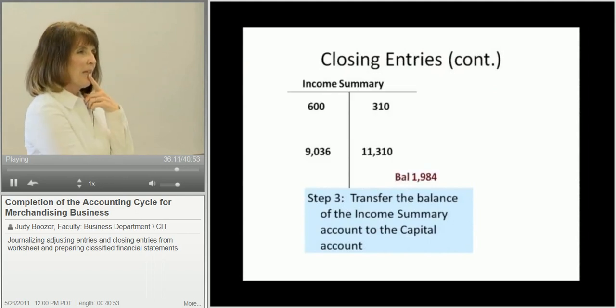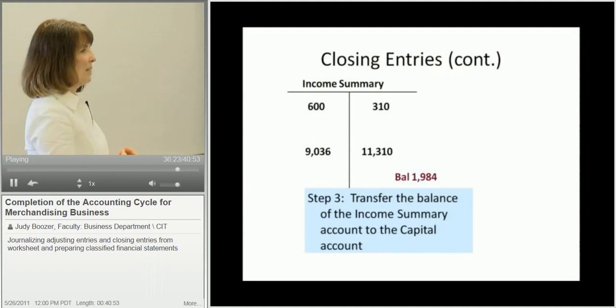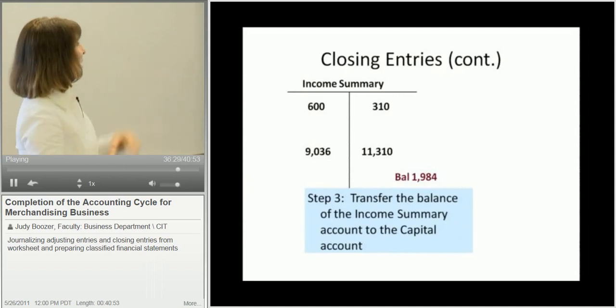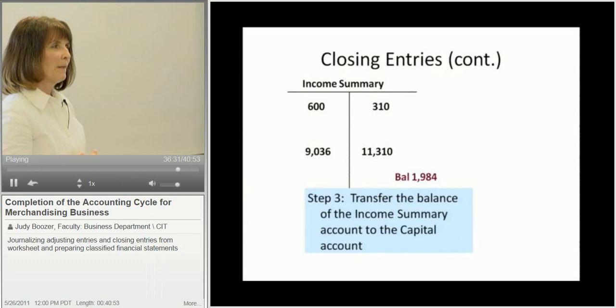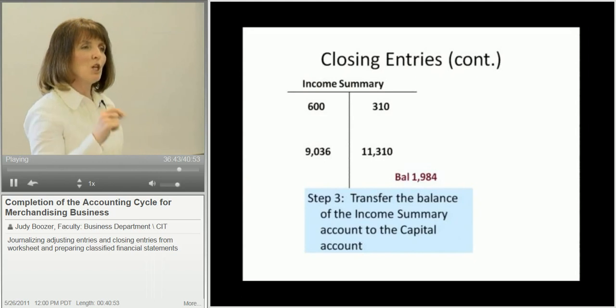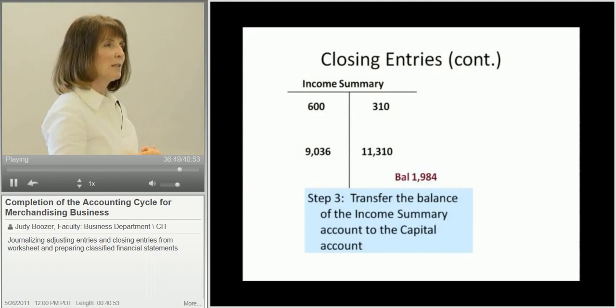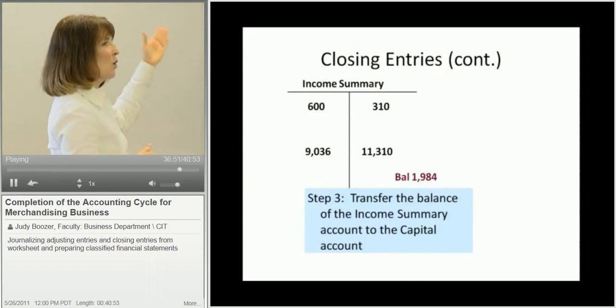Now, the next step used to be we take the balance in income summary from closing out the revenue and expenses and close it out into capital, correct? Well, we're still going to do that, but look at income summary. It has more than just those two amounts in it. Why? Good. Because we also use income summary to adjust merchandise inventory. Remember, it's that beginning and ending inventory amounts? So those are also in there.